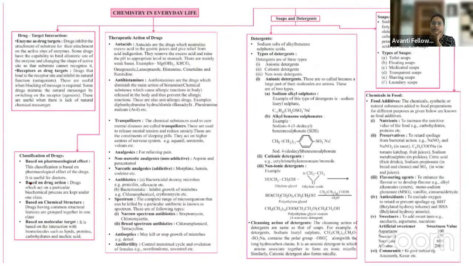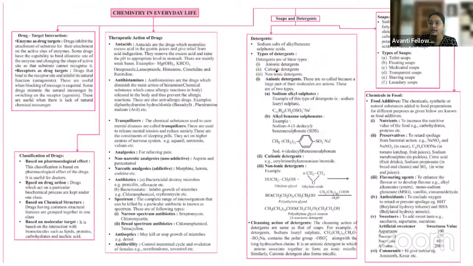So the next chapter is chemistry in everyday life. I have mapped here the mind map of that. So we are going to talk here about drugs. What is the classification of drugs? What is the action of drugs? There are certain detergents. Okay, which are the cationic detergents, which are the anionic, non-ionic detergents. That is the list of those, as well as soaps, chemicals present in the food.